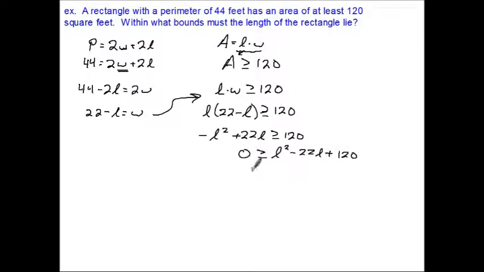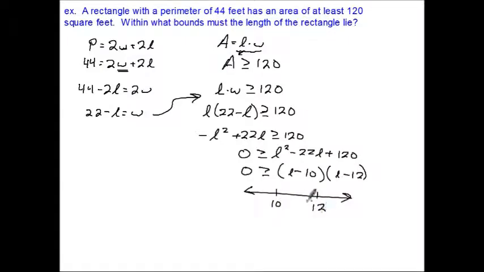And conveniently, this guy's going to factor. Now, of course, they won't always factor, so just be careful. Okay, now the 120 and making a 22, that's a very convenient 10 and 12. Okay, so there's my critical values. I get 10 and 12.